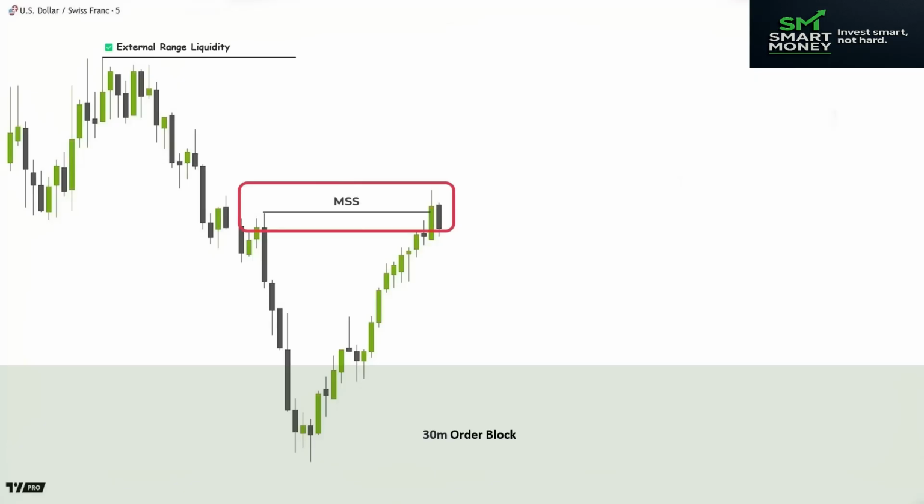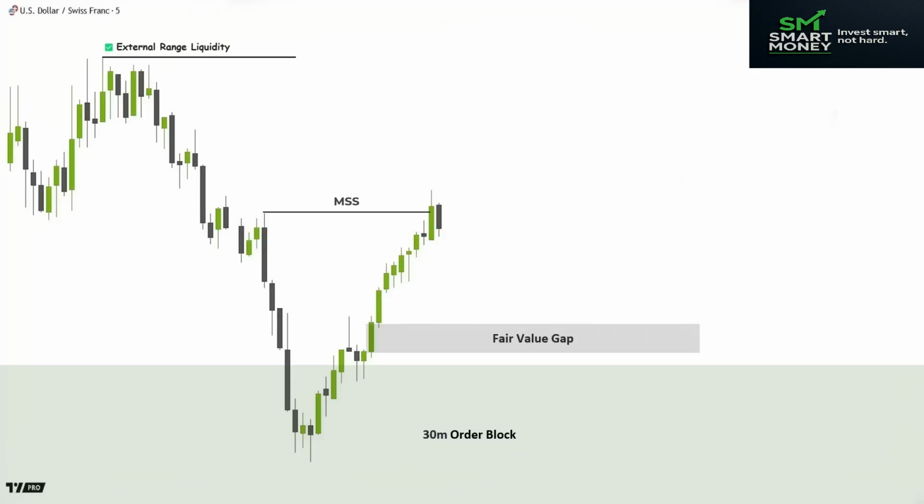Now, on the 15-minute chart, you can see that after price tapped into the higher time frame order block, it reversed and formed a market structure shift by breaking and closing above this 5-minute structure. This tells us that the selling momentum is fading, and buyers are stepping back in. Once the bullish market structure shift is confirmed on the 5-minute chart, we expect the price to push higher. The next step is to look for an entry point for a long trade.